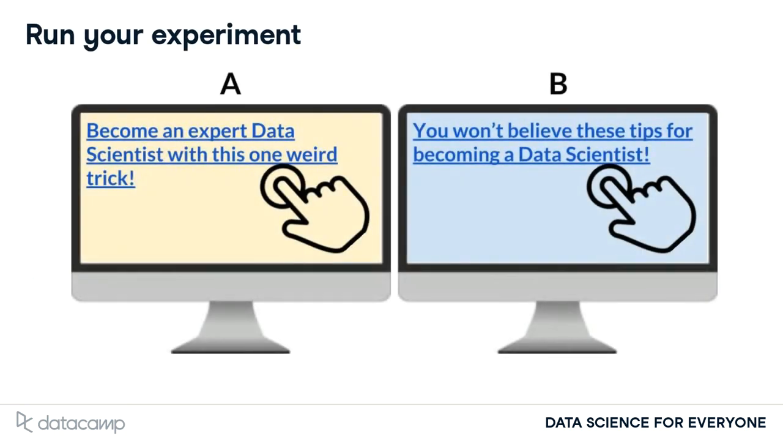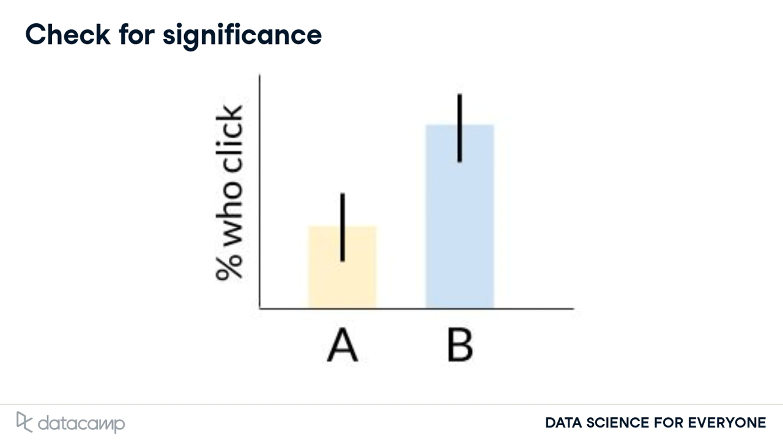We run our experiment until we reach the calculated size. Stopping the experiment before or after could lead to biased results. Once we reach the target size, we check our metric. We see some difference between the titles, but how do we know if it's meaningful? We check by performing a test of statistical significance. If they are significant, we can be reasonably sure that the difference is not due to random chance, but due to an actual difference in preference.